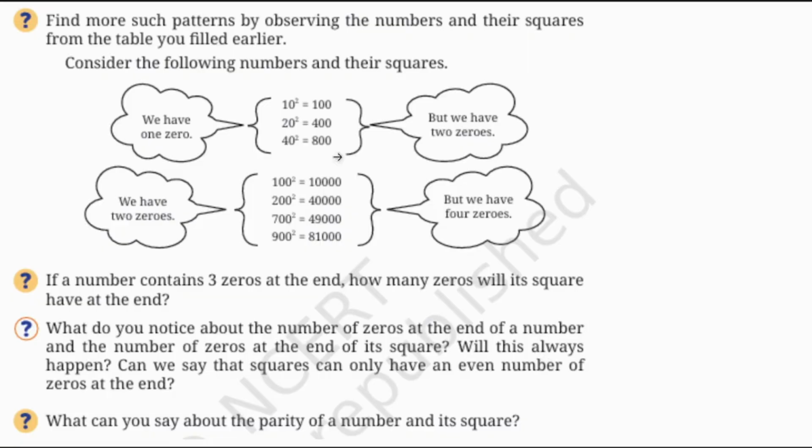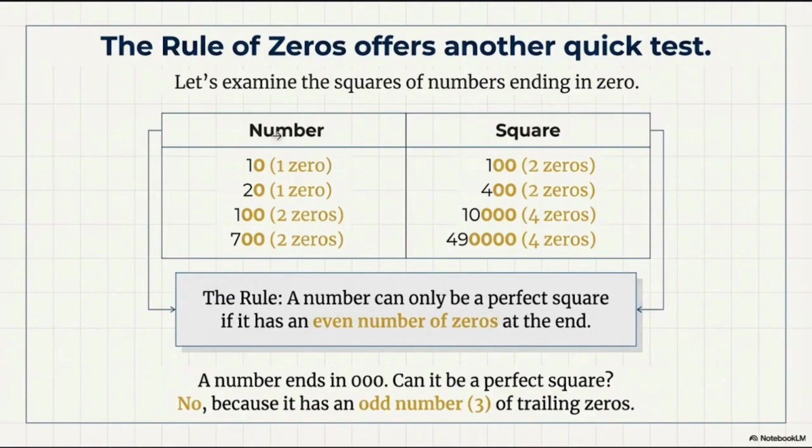Okay, now there are more patterns in observation. First pattern you have clearly seen about the last digit. Now the next pattern says number of zeros. It means if a number has 1 zero at last, its square will have 2 zeros, double. Like 10 square is 100, 20 square is 400. Similarly, if a number has 2 zeros at last, its square will have 4 zeros at last.